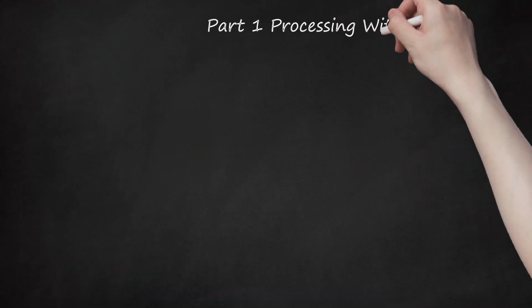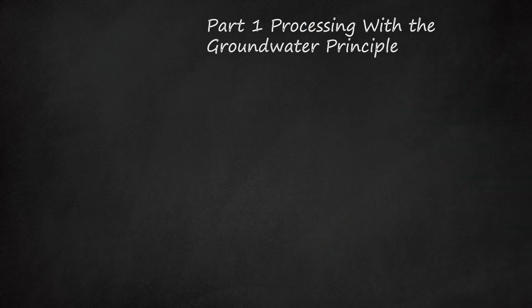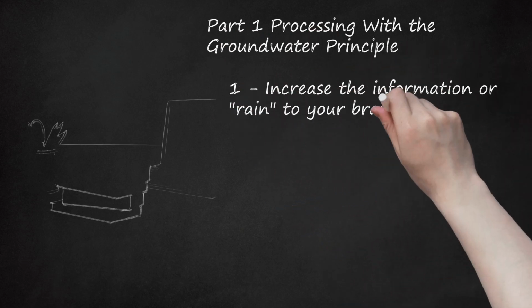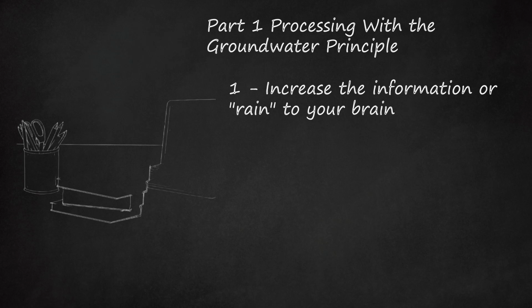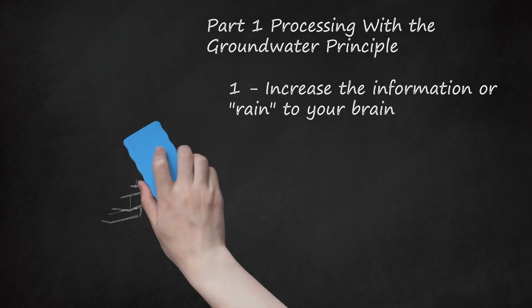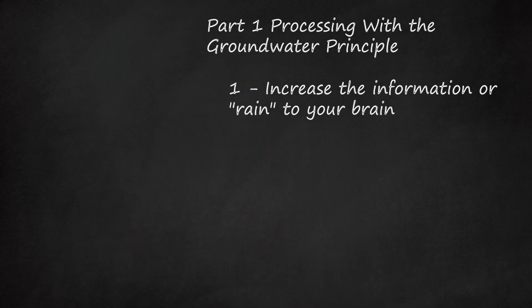Part 1: Processing with the groundwater principle. 1. Increase the information, or rain, to your brain. Groundwater is generally replenished through precipitation such as rain. Once water comes down, it soaks into the ground, creating groundwater. When you're studying, the rain is the information you try to absorb. If you don't spend time reviewing information, your soil will have nothing to absorb.